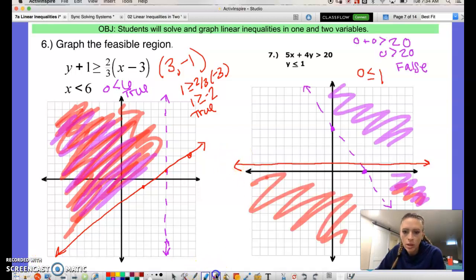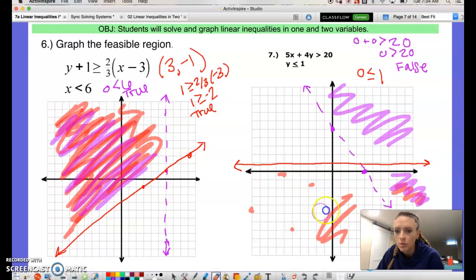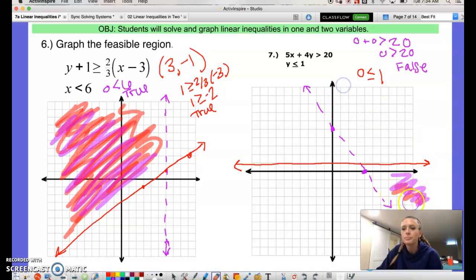All right, so here we are again. We've got the top line that I did in purple. When you tested a point on the top line, you should have gotten 0 is greater than 20, which is false. So we know the solutions don't lie where (0, 0) is. They lie on the other side, so all over here. Y is less than 1, so when y is always 1, we graphed that here. And 0 is less than 1, that is true, so we graphed underneath. So the feasible region for this problem is down there in the bottom right, where both of them are true.